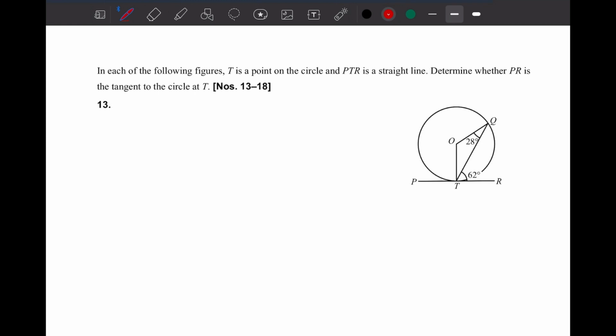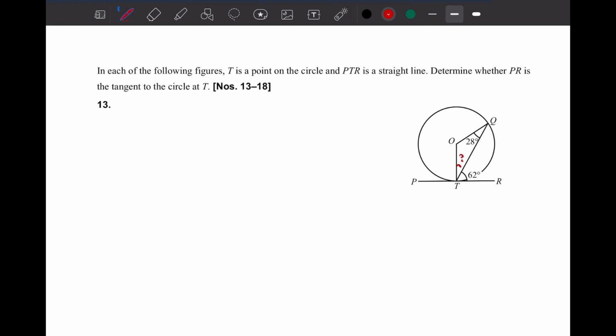Then let's look at question 13 here. So starting from here, the question is about T is a point on a circle, PTR is a straight line. Determine whether PR is the tangent to the circle at T. In the previous question, we were using the properties of the tangent, and now we have to prove whether it is a tangent. So it means that we have to show whether OTR is 90 degrees. If it is 90 degrees, then you can say it is a tangent. If it's not, then it is not a tangent.